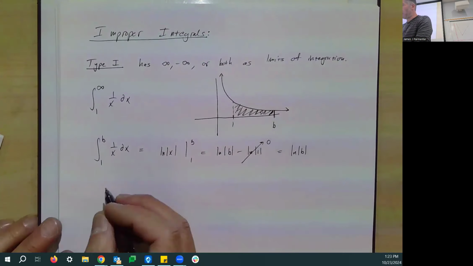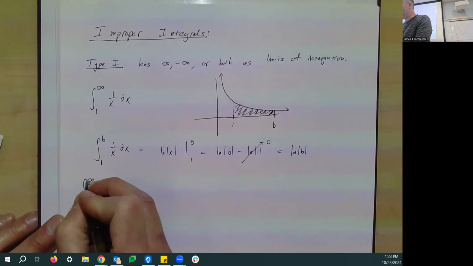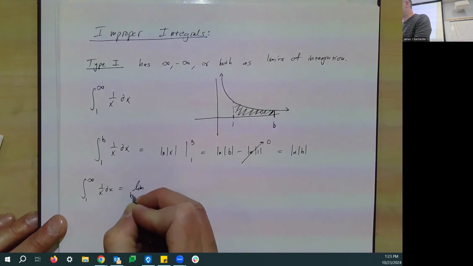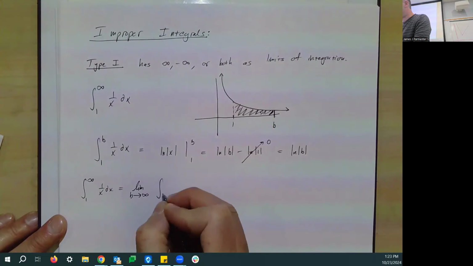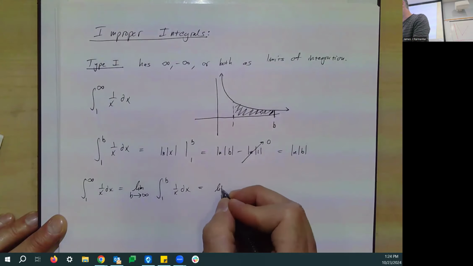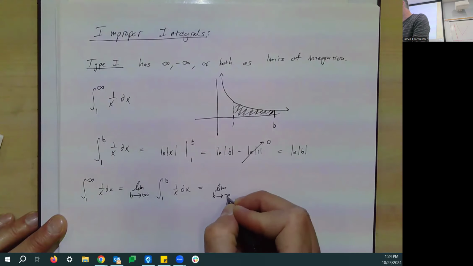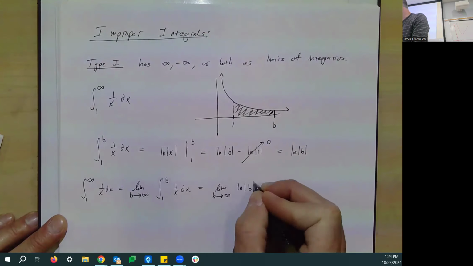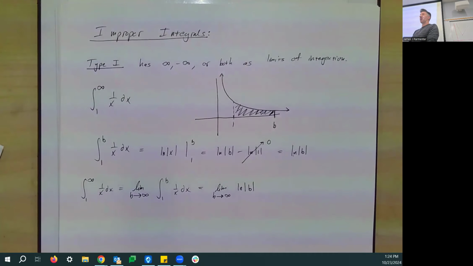And so if we want to find what the improper integral is doing, we write it as the limit as b goes to infinity of the integral from 1 to b of 1 over x dx. And then we do the integral. We get the limit still as b goes to infinity. I'm going to skip this step and go straight to here, since I already did the work. It's the limit as b goes to infinity of the natural log of b.